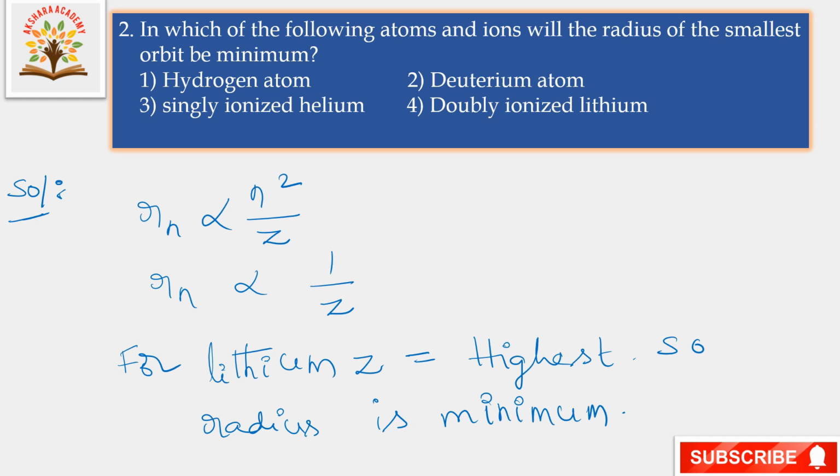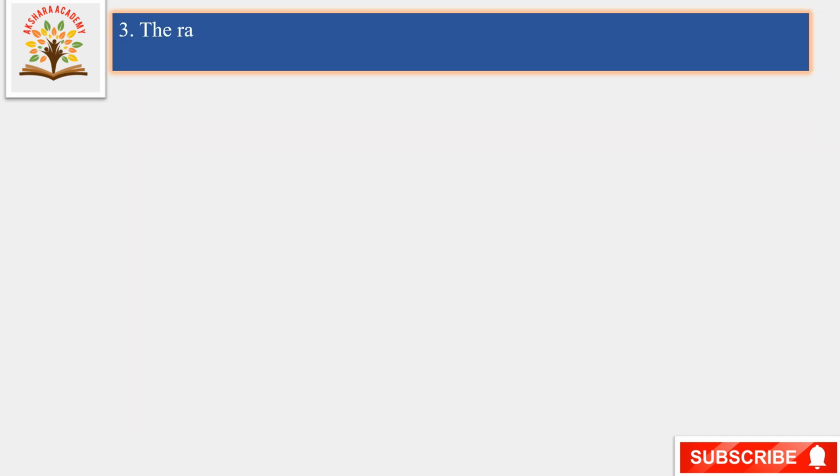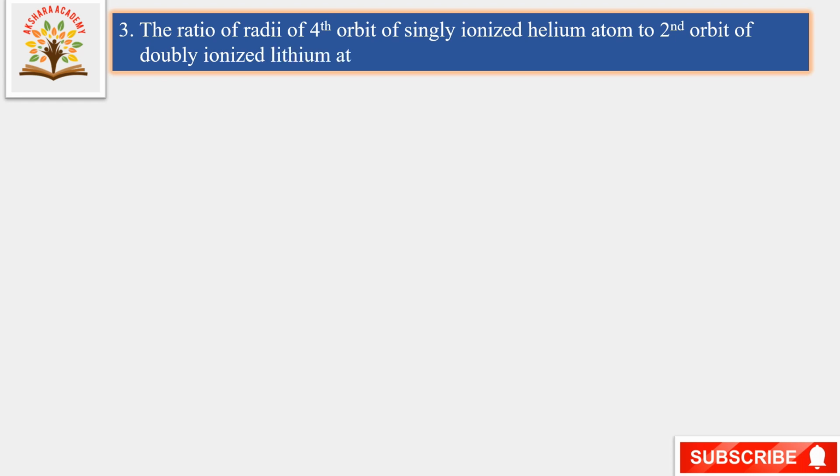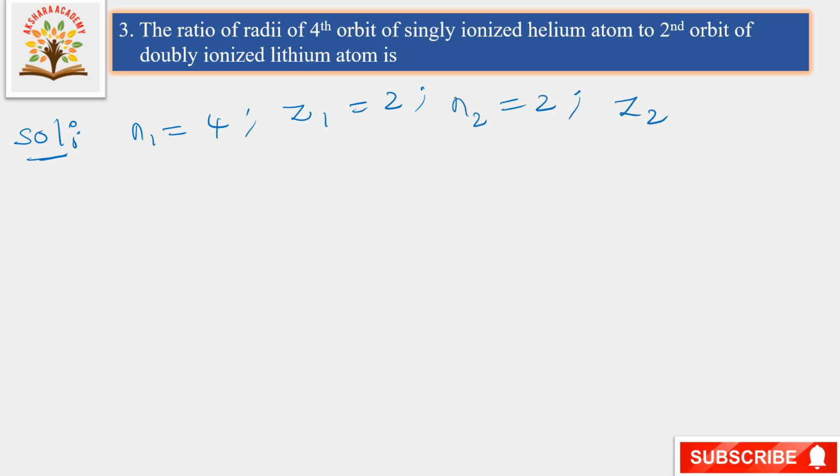Okay, next we will go to the next question. The ratio of radii of the fourth orbit of singly ionized helium atom to the second orbit of doubly ionized lithium atom is. Now let us go to the solution. Given n1 is equal to 4 and Z1 is equal to 2, n2 is equal to 2 and Z2 is equal to 3. We have to calculate the ratio of radii of fourth and second.